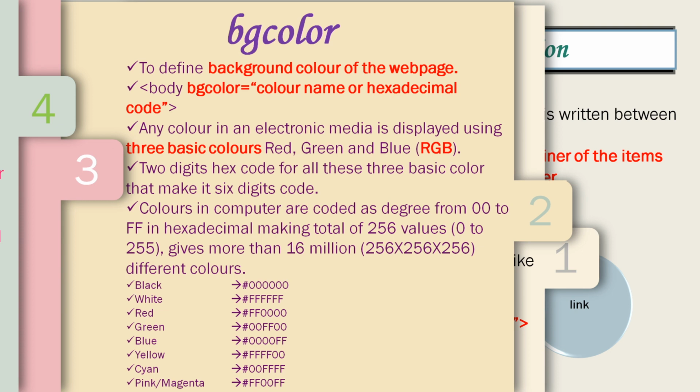What is the need to give the value in hexadecimal code rather than writing a color name? Using a color name, you can provide a few basic colors like white, black, red, green, blue, or very common colors. But hexadecimal code provides a variety of colors, I can say more than 16 million different colors. Hex code is all about a combination of three basic colors, that is R, G, B. R stands for red, G stands for green and B stands for blue.